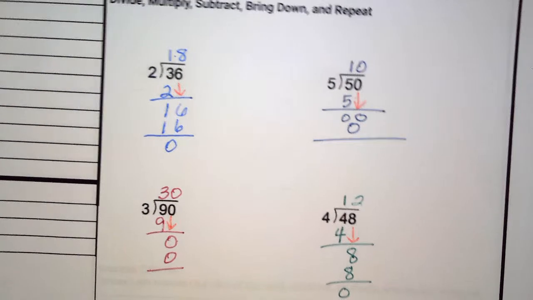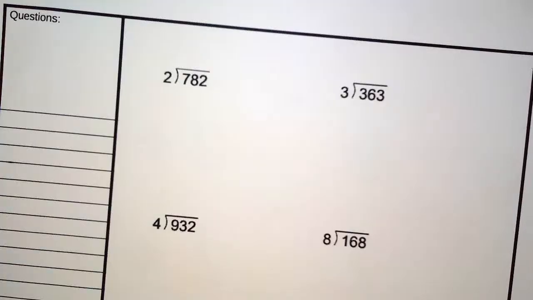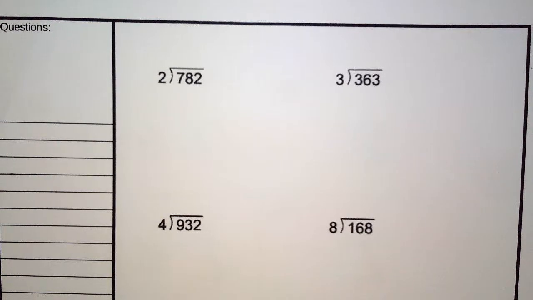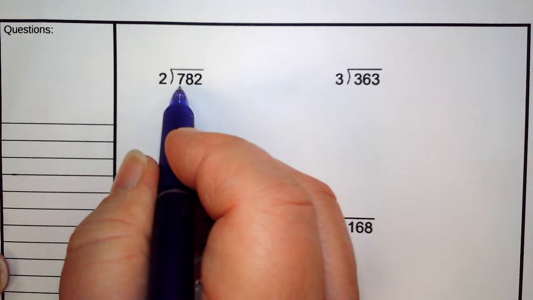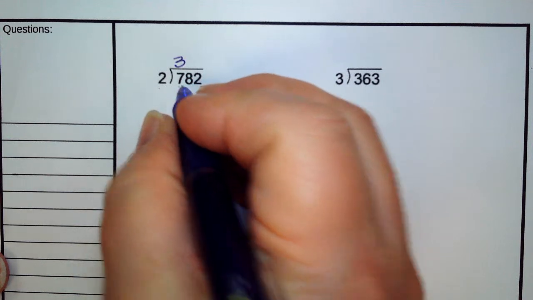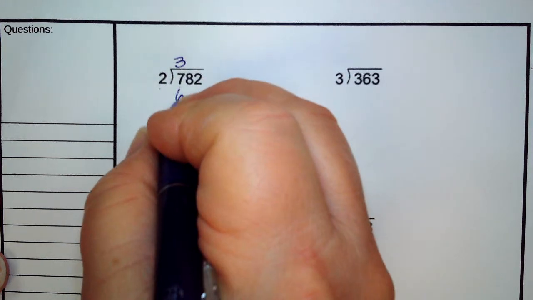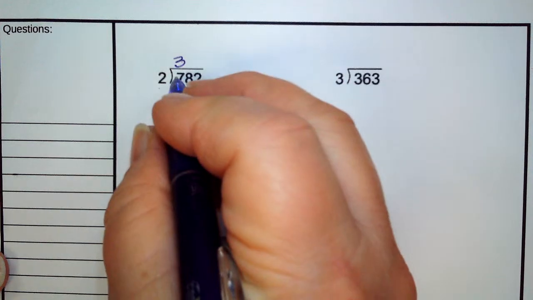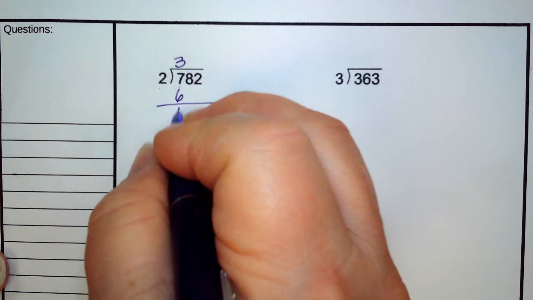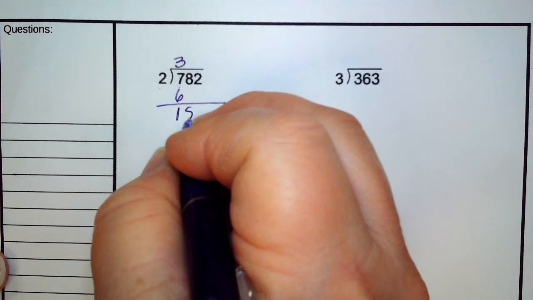With 3-digit, it's the same thing, only a little bit longer. You've got that one extra time you have to bring down. So let's get started. 7 divided by 2 is 3, because it'll go into 6, but it won't go into 7. 3 times 2 is 6. Subtract. 7 minus 6 is 1. Bring down that 8.